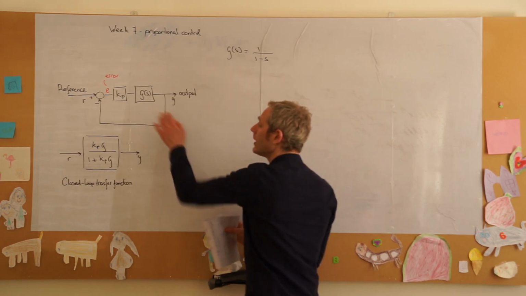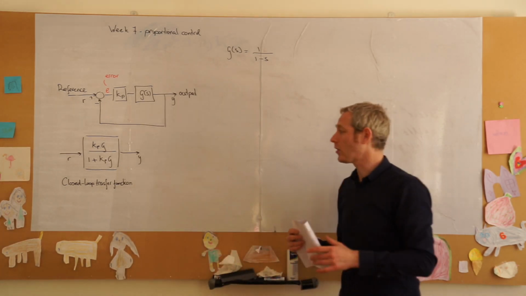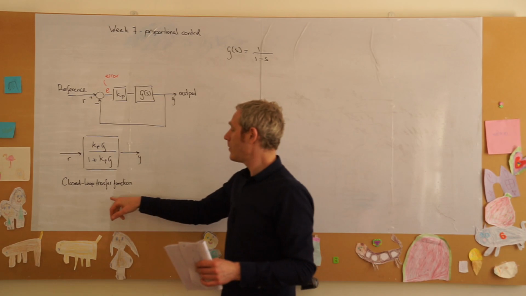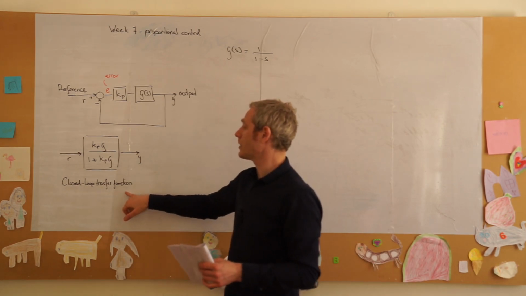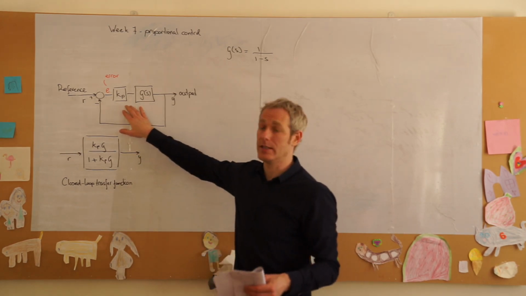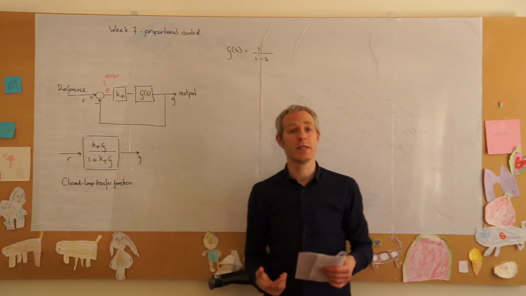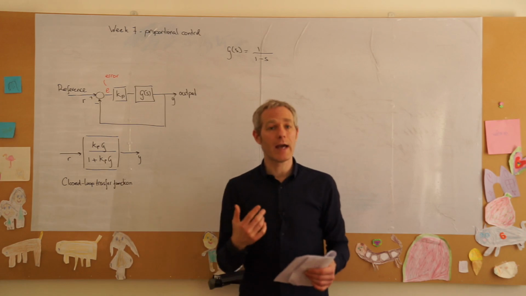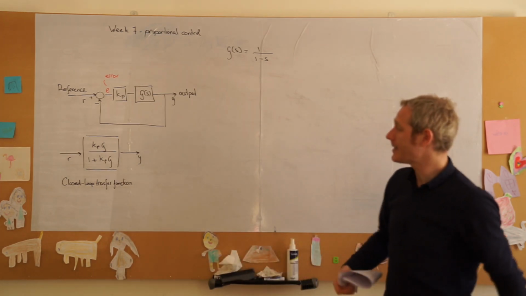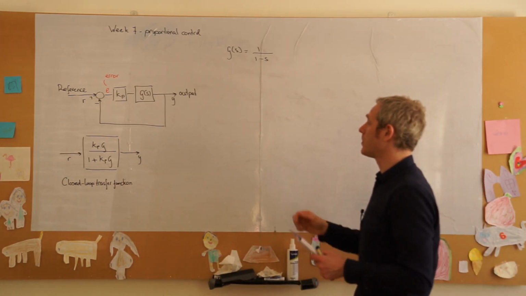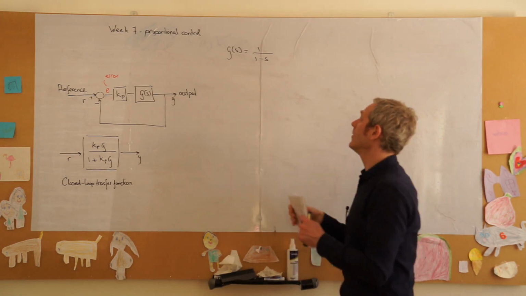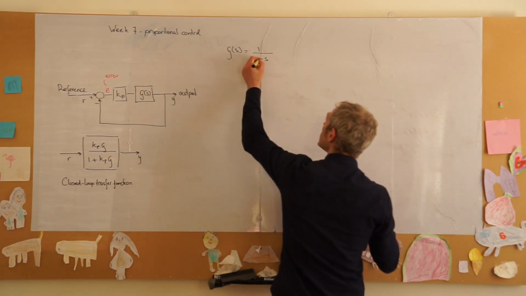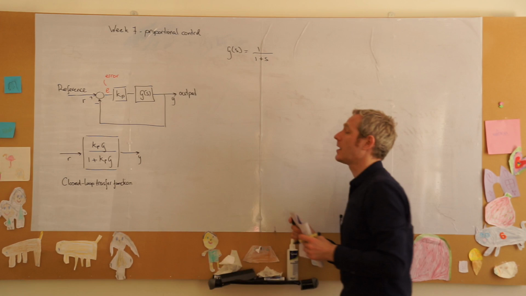Now, to rewrite our block diagram into a single closed loop form, where we have the closed loop transfer function, we know that in this configuration, it becomes Kp times G over 1 plus Kp times G. Now, let's look at two systems and see what happens if we have proportional control. Here we have G(s) is 1 over 1 plus s.